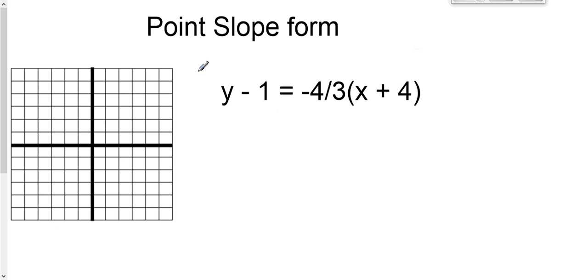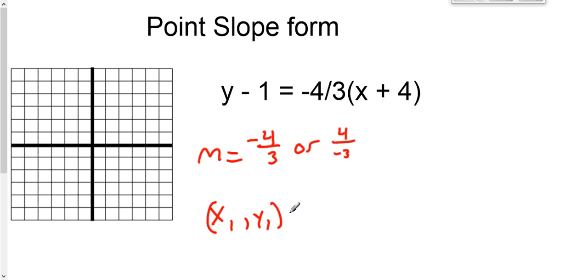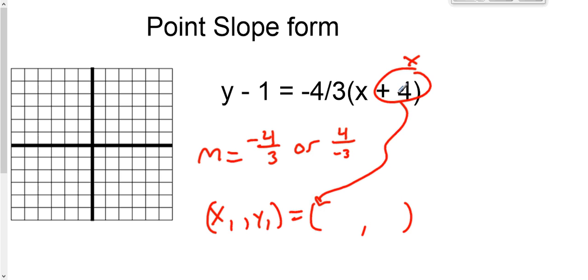Got one last one. Slope is negative 4/3, or 4, negative 3. Either one is fine. Our point. Here's the x. We know this number is x because it's in the parentheses with x. We know this number is y because it's connected to the y.